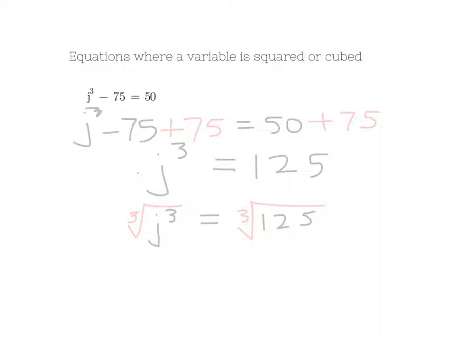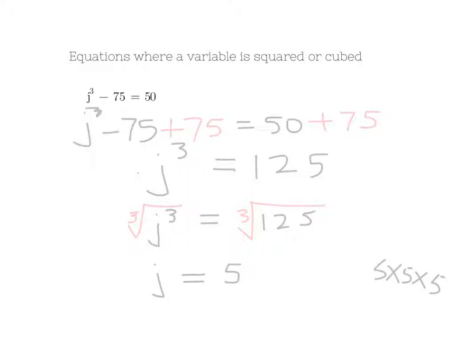The cube root of j cubed on the left, hey, those just cancel each other out. Again, just like minus 75 and plus 75 up above. j cubed and cube root just leaves you with j. And then we just have to tackle the right-hand side. The cube root of 125. What number, when you multiply by itself 3 times, gives you 125? Well, that would be 5, because 5 times 5 times 5 gives us 125.